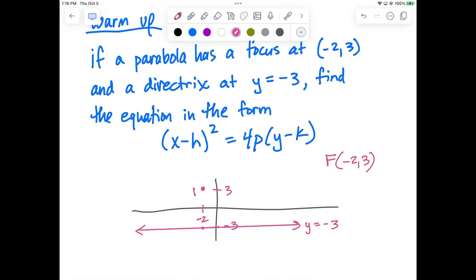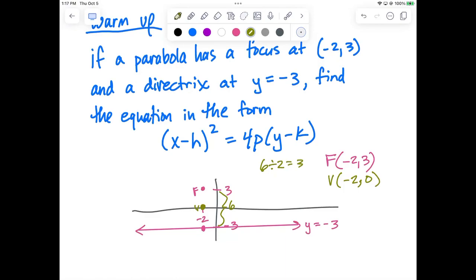Now I have the focus. I don't have the vertex. Everything we did yesterday, we had the vertex. Where's the vertex in relation to the focus and this point down here on the directrix? Exactly in the middle. You can find the midpoint, or you could just say, how far is it from negative 3 to 3? It's 6, and 6 divided by 2 is 3. So I would come down 3 units from the focus, or up 3 units from that point on the directrix. And there I have my vertex. So my vertex should be at what point? Negative 2, comma, 0.